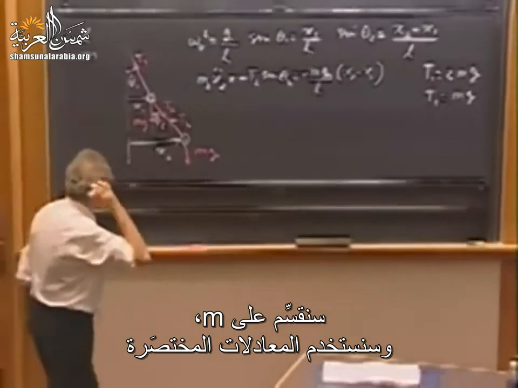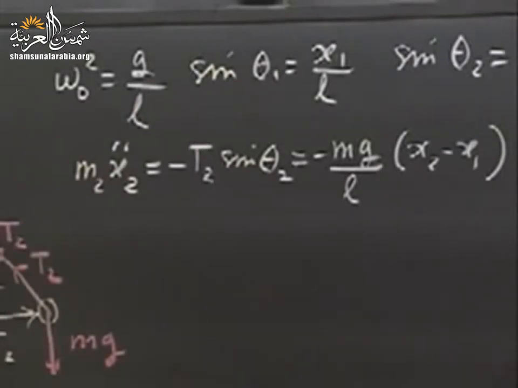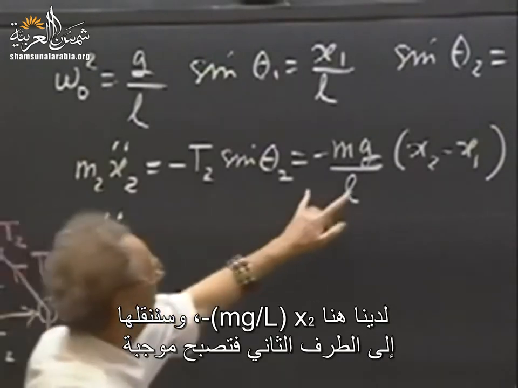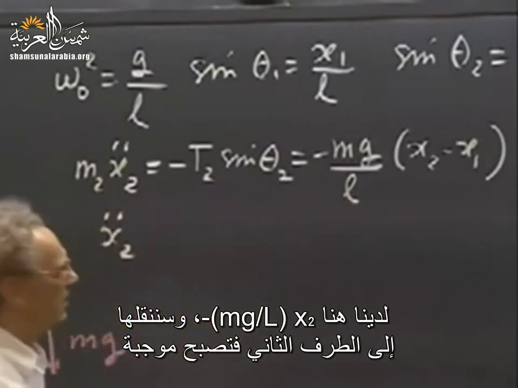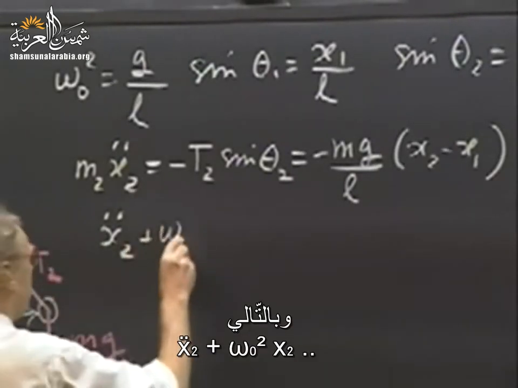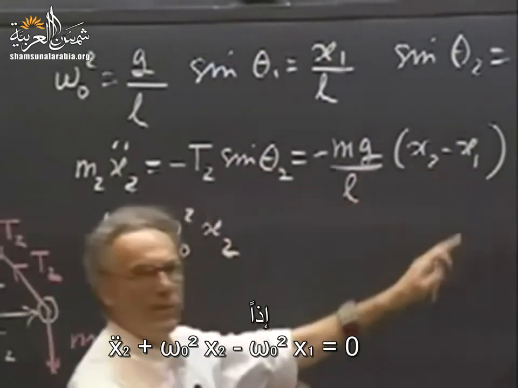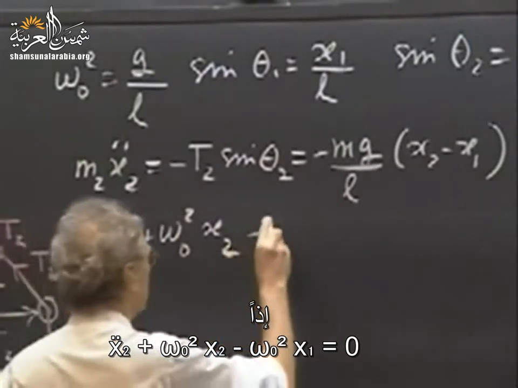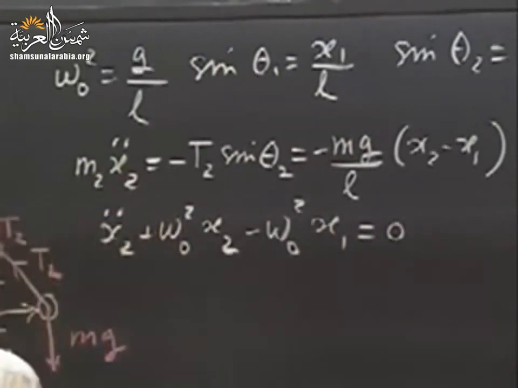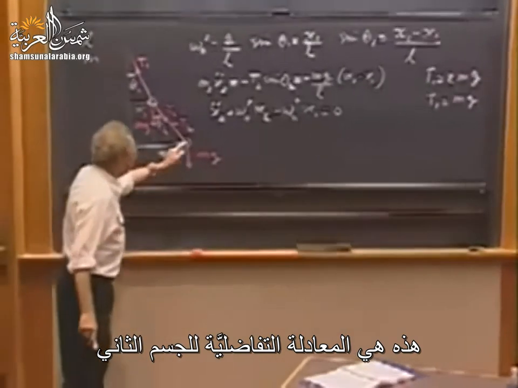We divide out m, and we use our shorthand notation, and so we get that x2 double dot. Now we have here minus mg over L x2, so that comes in and that becomes a plus. So I get plus omega 0 squared times x2. I have here plus x1. When that comes in, that becomes a minus. So I get minus omega 0 squared x1, and that equals 0. So this is my first differential equation for the second object.